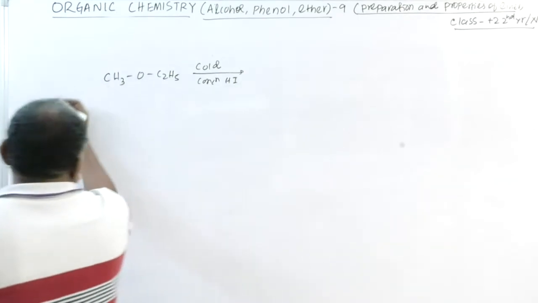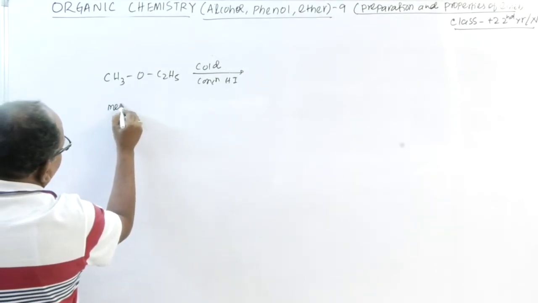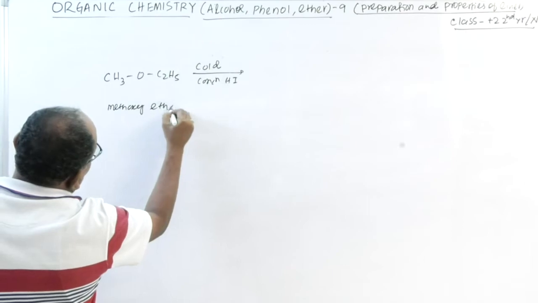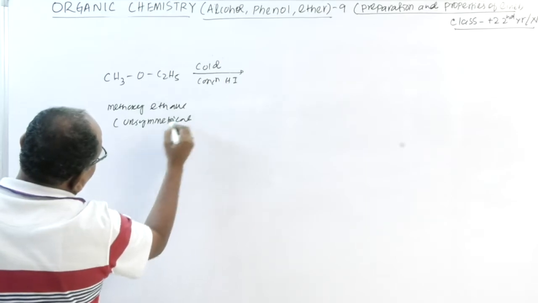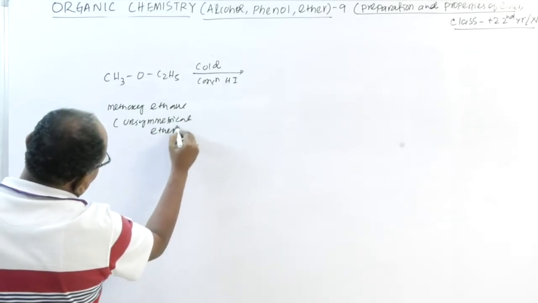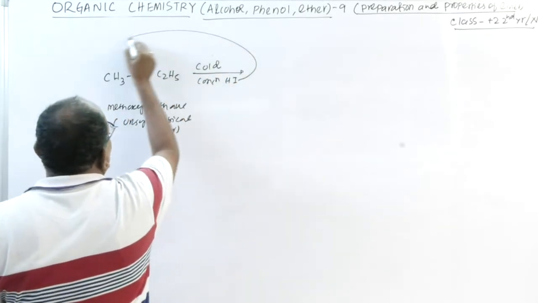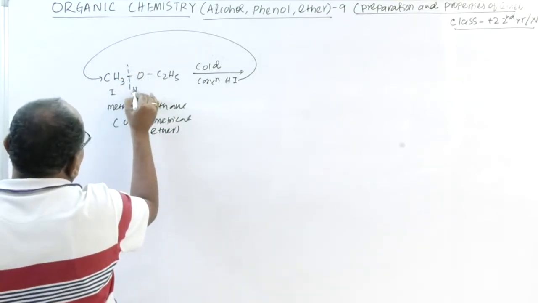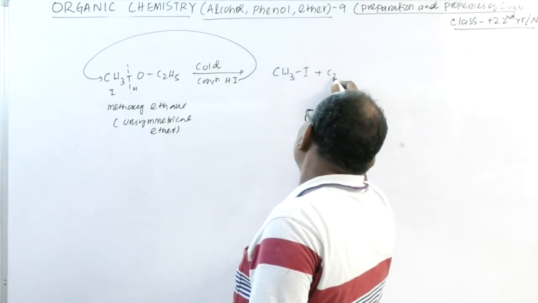That means this is your methoxyethane, and it is an unsymmetrical ether. So the HI, the I will come to this side and H will come to this side. When this bond breaks here, this is I, this is your H. So this becomes CH3I plus C2H5OH.